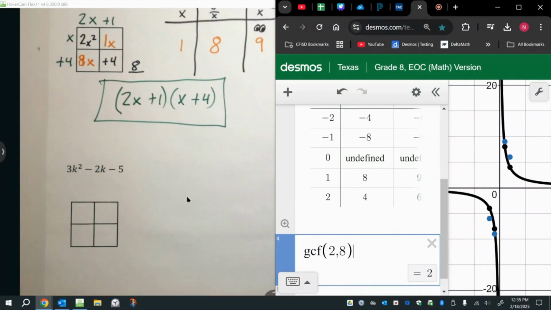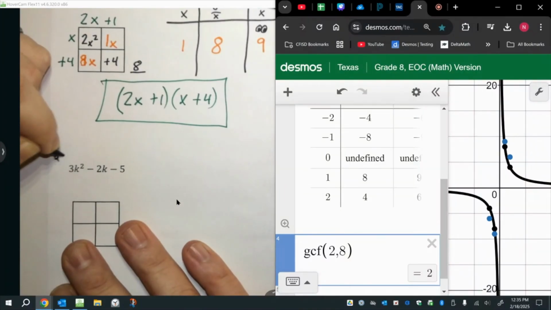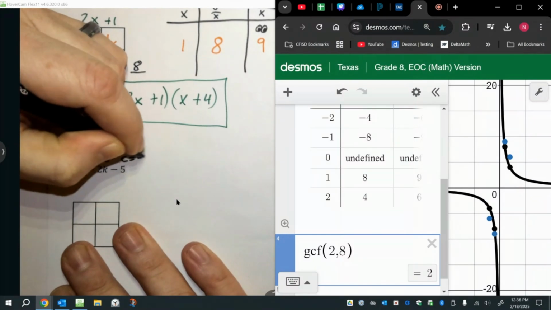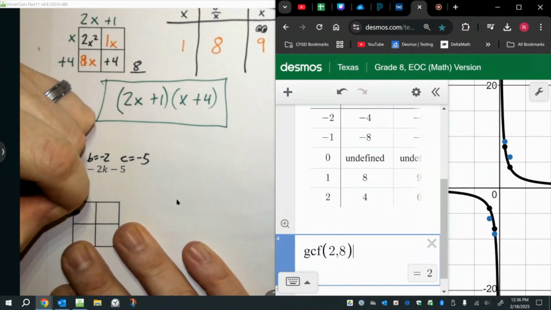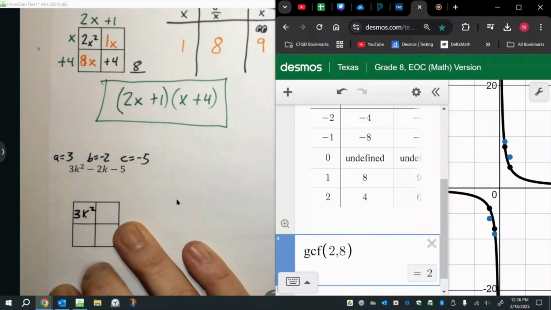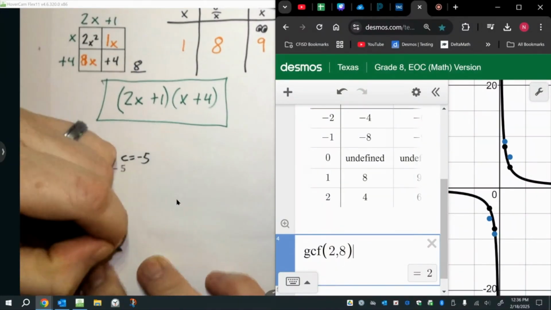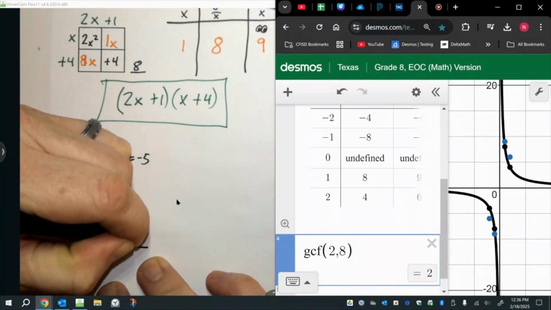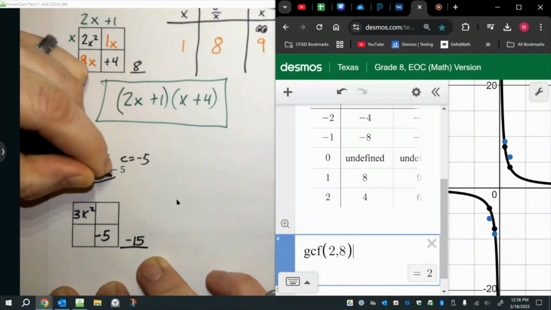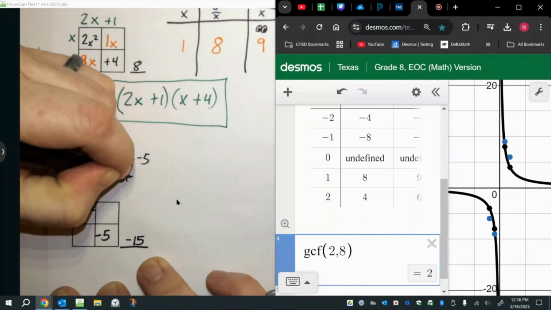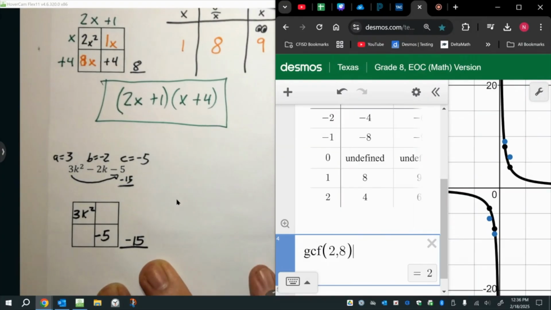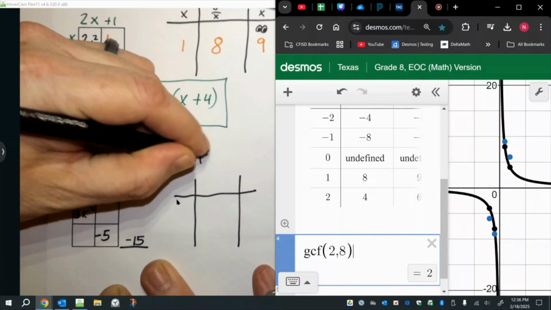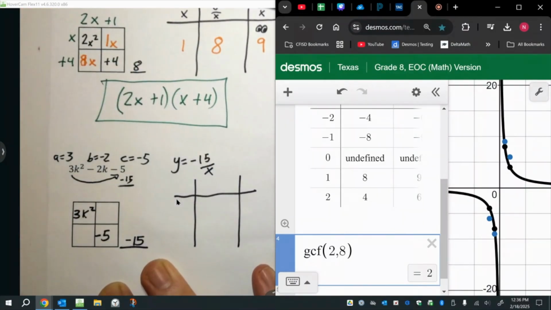So here's what we do. Let's label again. This is A. This is B. And this is C. And I'm going to do 3k squared and a negative 5. And then I'm going to write on this line, what is 3 times negative 5? Well, that's going to be negative 15. However you want to write that. So here's what we're going to do. I need y equals negative 15 divided by x.